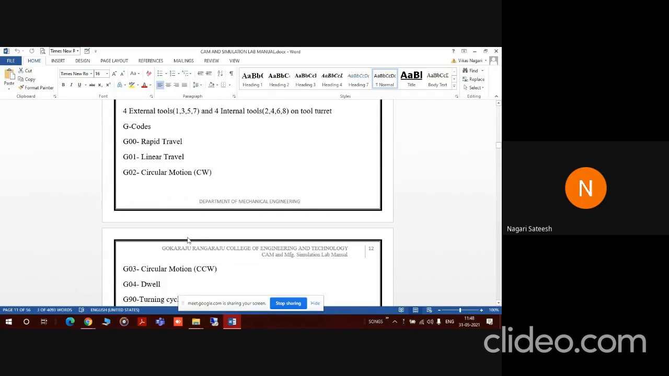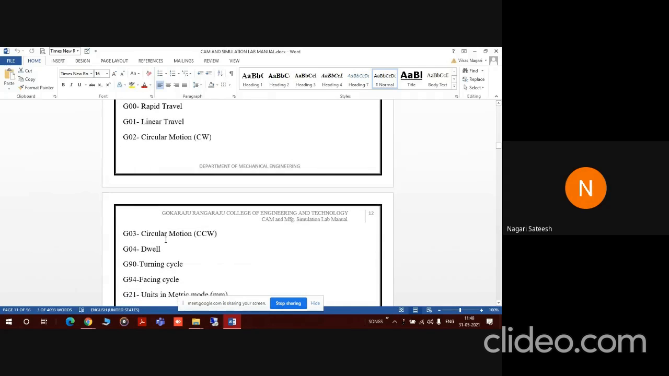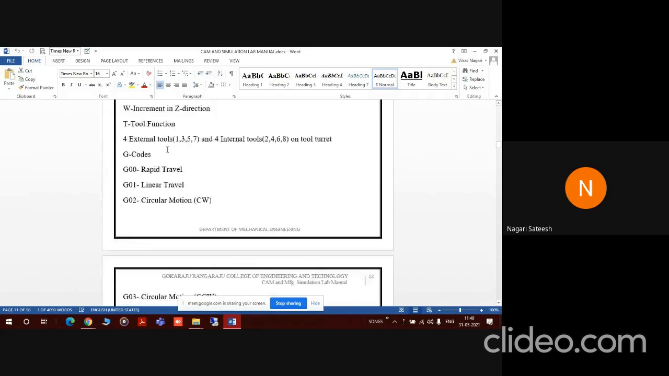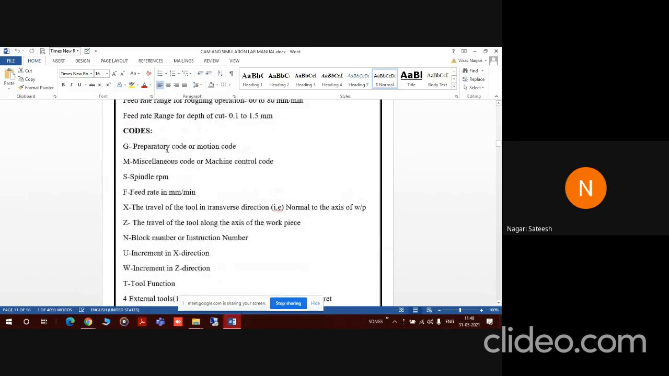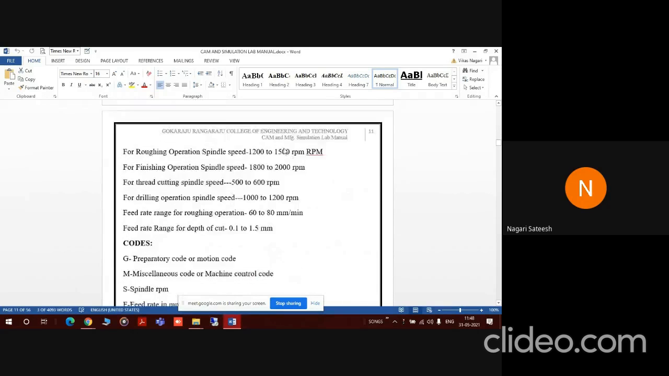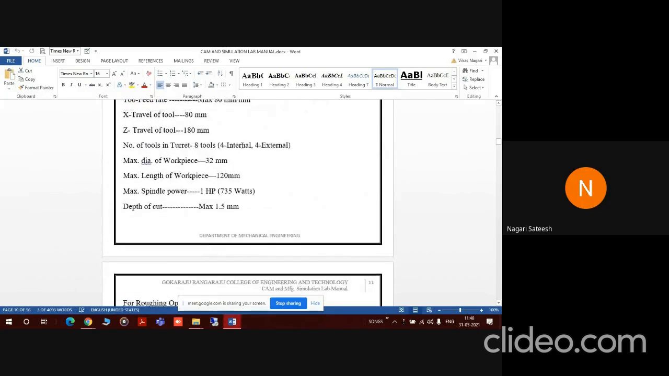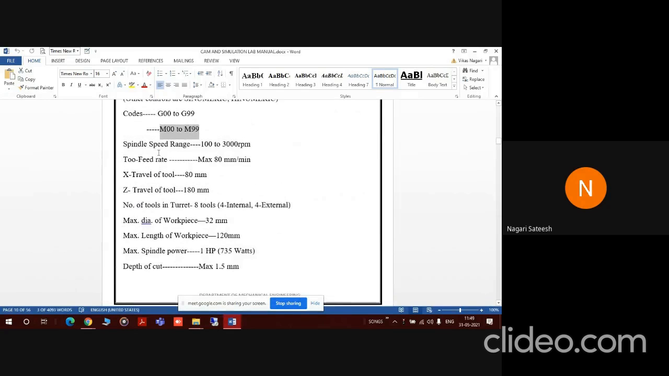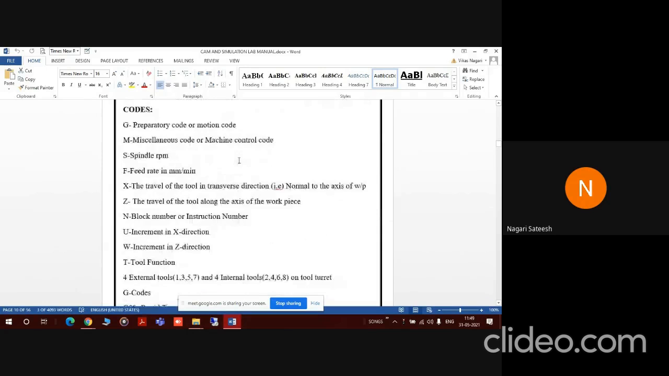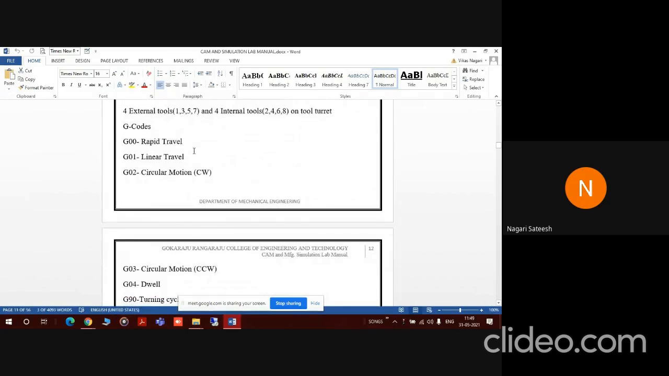G00 is rapid traverse, G01 is linear travel, G02 is circular motion clockwise, G03 is circular motion counterclockwise, and G04 is dwell. G00 is rapid traverse. I told you rapid traverse means it will move at the maximum feed rate. Generally 80. The maximum feed rate is given here, you can see this. The maximum feed rate is 80 mm per minute. With that feed rate, it will move if you use the G00 code.